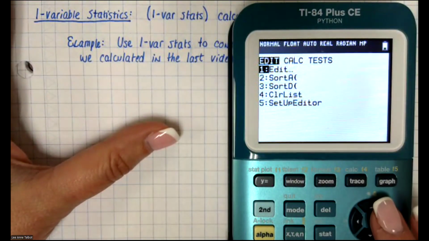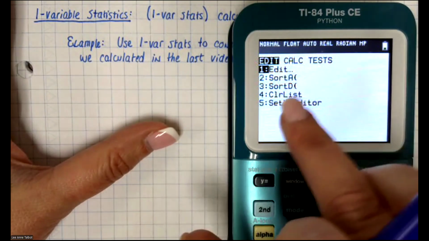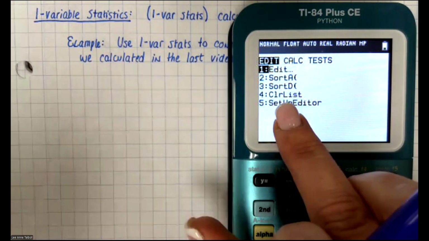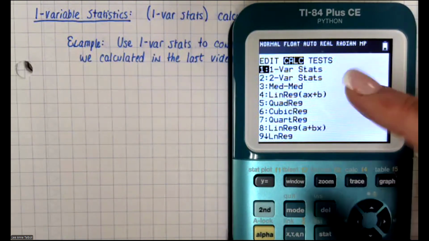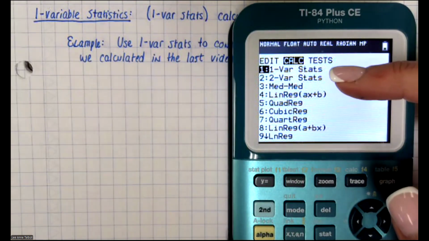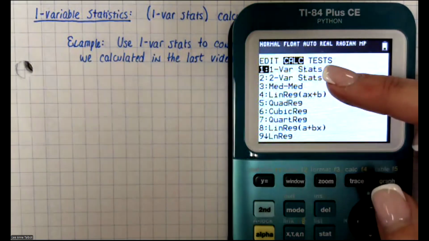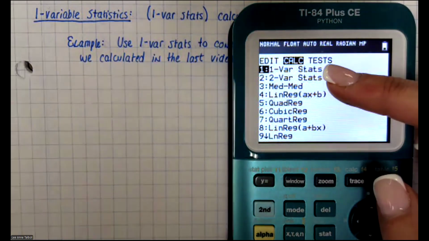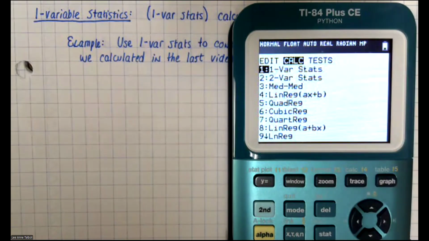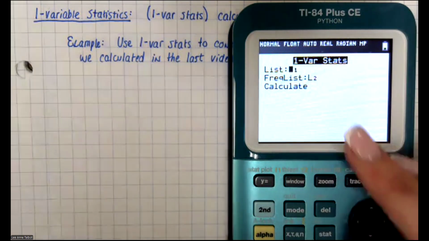Scroll over to Calc this time. We've only used things here so far. Notice you can also clear your list from the Stat menu. Go to Calc. And the one that we want is the very top one, which says 1-Var Stats, which stands for one variable stats. We use one variable stats when we have just a list of numbers. And it's going to ask you what list you're using.